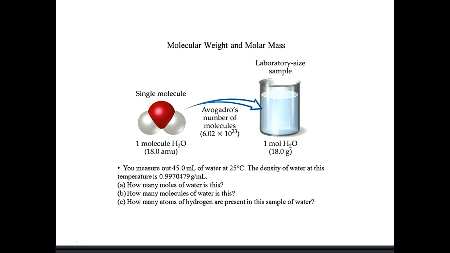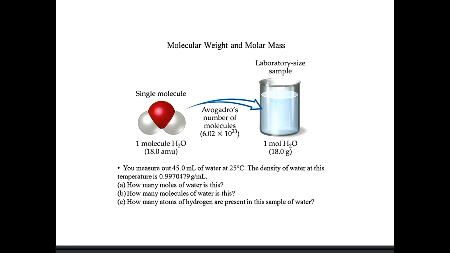So molecular weight and molar mass are sort of two ways of thinking about the same thing. A single molecule of water has a molecular weight of 18 atomic mass units, or AMU. But then when you think about how that relates to a laboratory size sample, what that also means is that a mole of water weighs 18 grams. And so molecular weights can either have units of atomic mass units or grams per mole. And it just depends on how you're thinking about it.